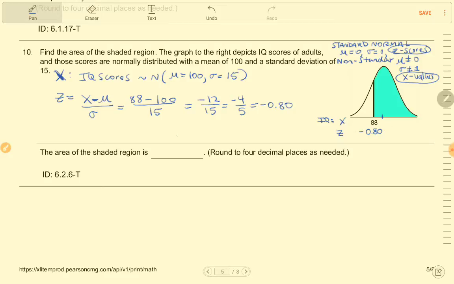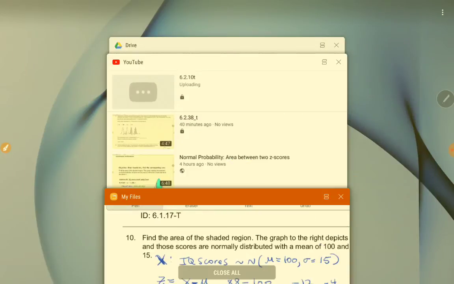And it is, because if you do 100 minus 15, you'll get 85. So a full standard deviation jump down will put you at 85. So it makes sense that 88 has a z-score greater than negative 1. All right, so now that we have a z-score, we can use the z-score table, which I'll take you over to now.